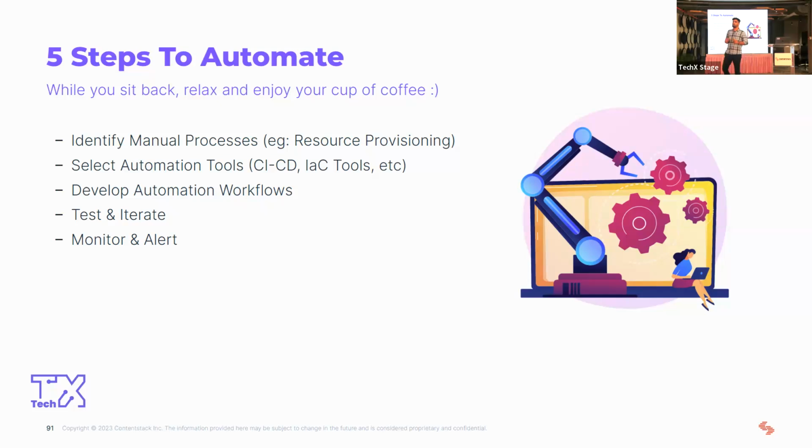So next thing would be to select automation tools. Examples would be CI/CD, infrastructure as code. A better example would be Terraform. In our case, we use Terraform as our infrastructure as code tool. Third would be to develop those workflows that we want to automate. And finally, we would test it and monitor it for any errors. So those would be the 5 steps to automate the process, which we did after building a solid foundation.